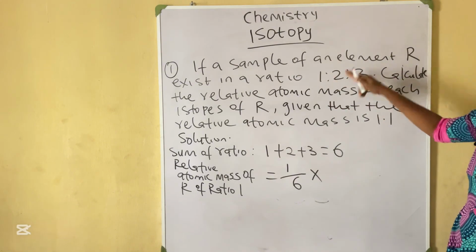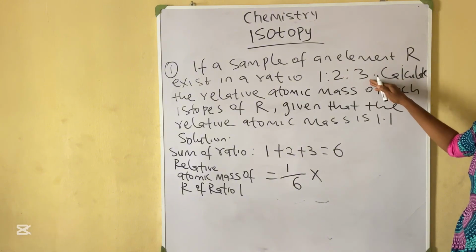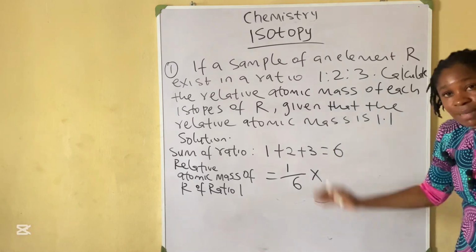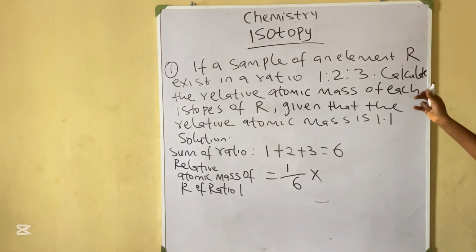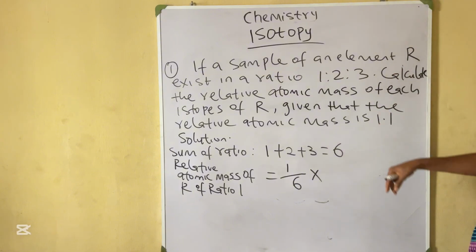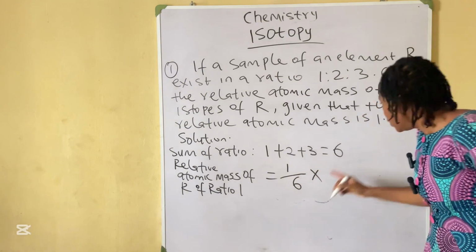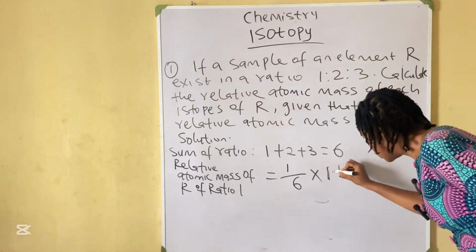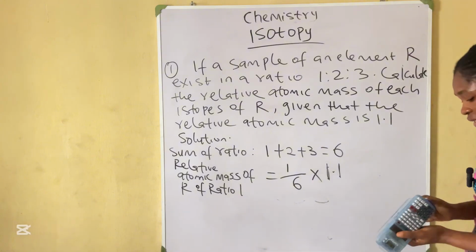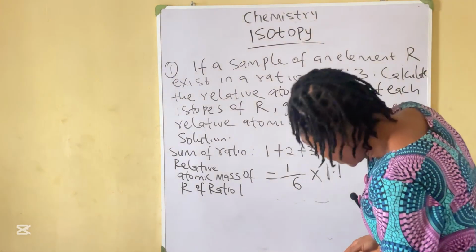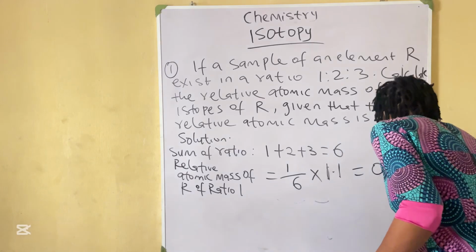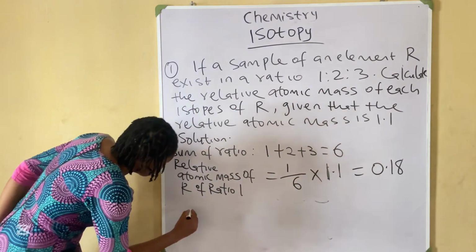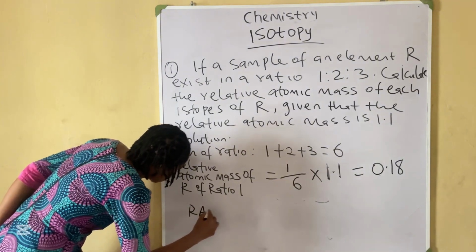After that, we find the one with ratio 2, and the one that has ratio 3. So how do you do it? The ratio divided by the sum of ratio times the relative atomic mass of the element. So 1/6 times 1.1 gives 0.18.